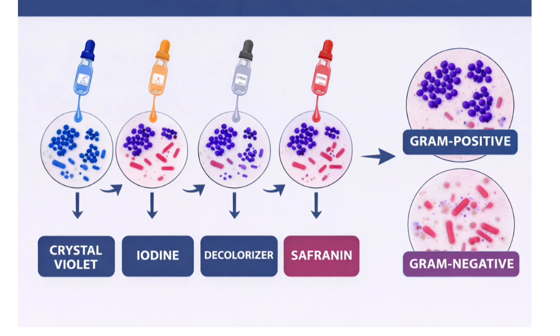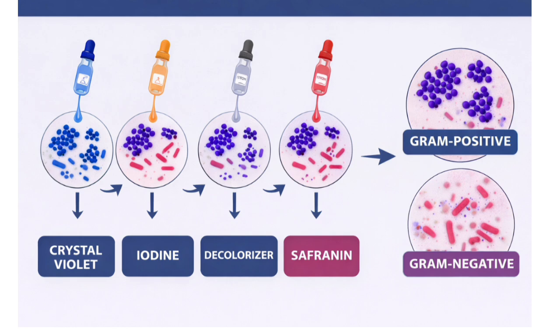Next one is decolorization, or we can say the use of alcohol. 95% ethanol is used as a decolorization agent. It is a differential step that separates gram-positive from gram-negative bacteria. What actually happens? Gram-positive bacteria have a thick peptidoglycan layer, which shrinks in size, and due to the crystal violet-iodine complex, all the cells remain purple in color. But in gram-negative bacteria, the lipid outer membrane dissolves and the crystal violet-iodine complex is washed away, and they become colorless during the decolorization process. It is again the most critical reagent in this process.